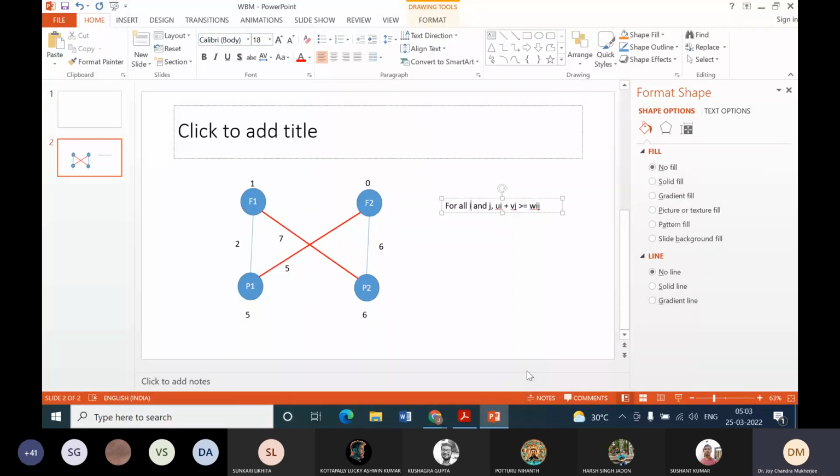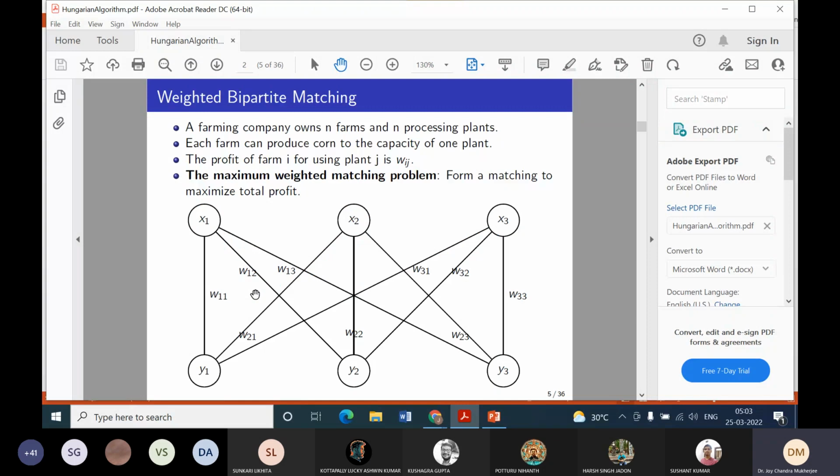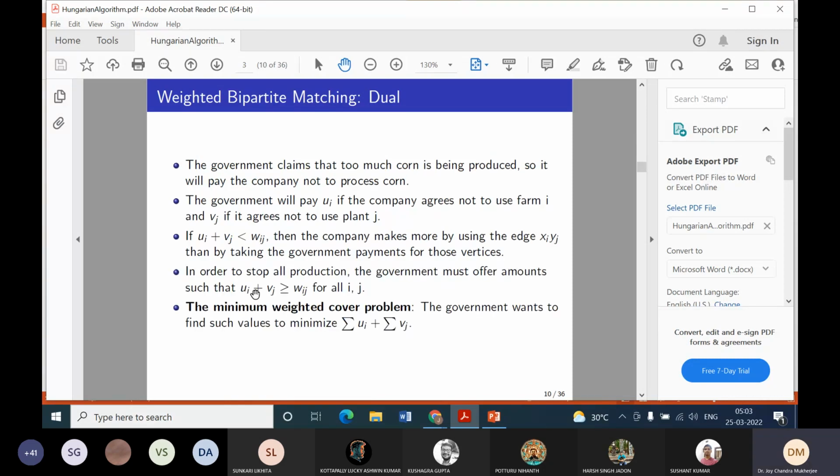So basically what I am trying to say is government wants to minimize its contribution to the company and company wants to increase its profit. So increase its profit means basically maximum weighted matching. So weighted matching जो है इसको it tries to maximize it. Similarly यहाँ पे minimum cover जो है इसको ये minimum करना चाह रहा है. So government want to pay less. So the government wants to find such value of Ui and Vj such that so as to minimize summation of Ui and summation of Vj.